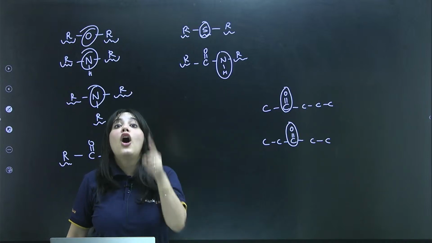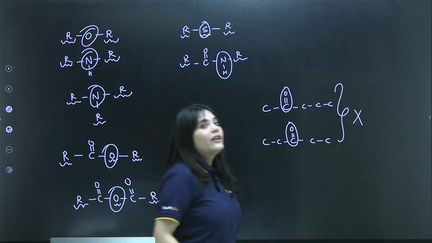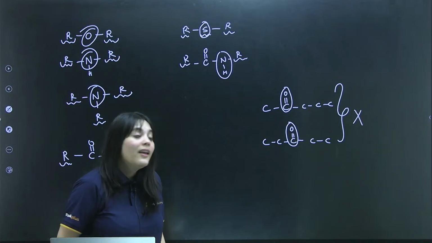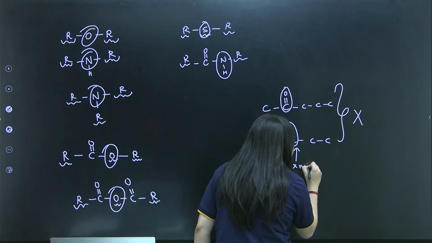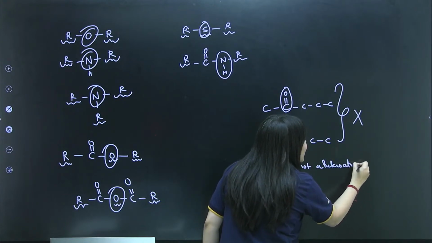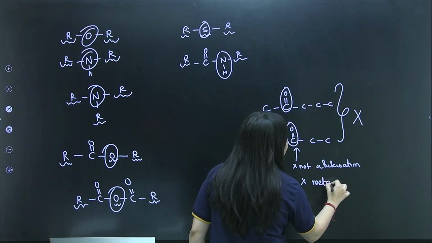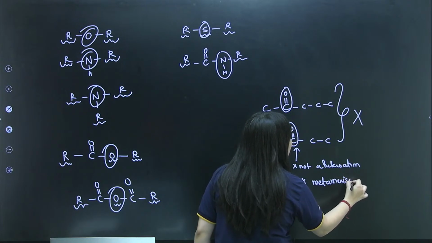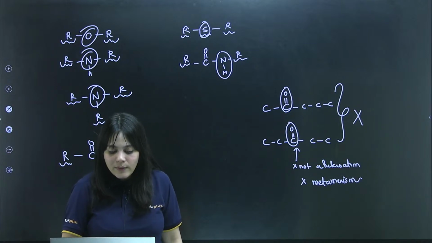But this is the wrong answer. That's why I'm teaching you this. This is absolutely wrong. This doesn't happen. Why? Because this carbon is not a heteroatom. Hence, it will not show metamerism. Is this thing clear? Is this thing clear to everyone?